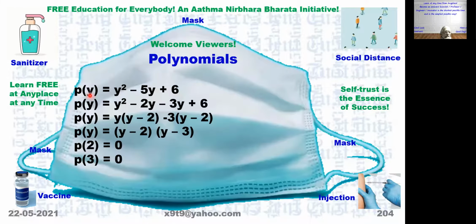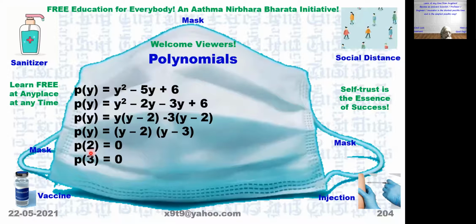So the given polynomial can be written in this form. Minus 5y can be split into minus 2y and minus 3y. Now between these two, take y as a common factor, it becomes y into y minus 2, minus, and between these two, take 6 as the common factor, you get y minus 2. Now taking y minus 2 as the common factor between these two, we get y minus 3 as another factor.